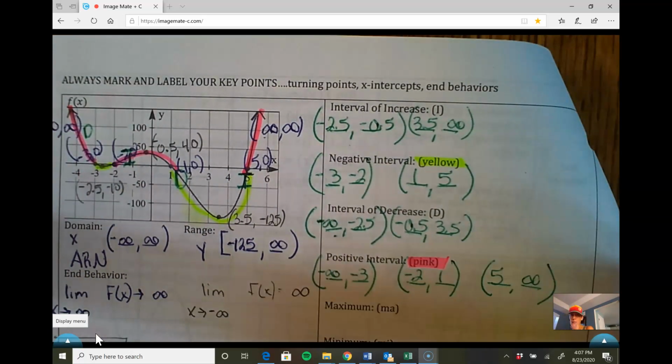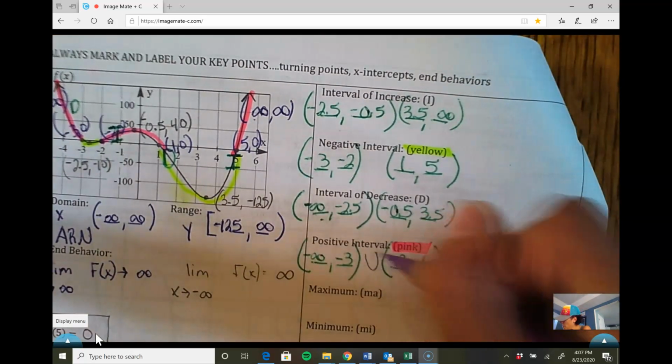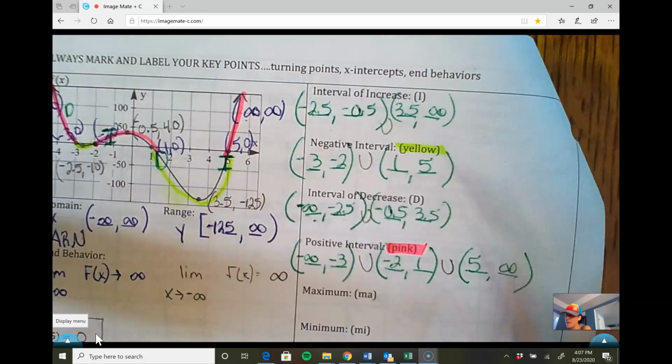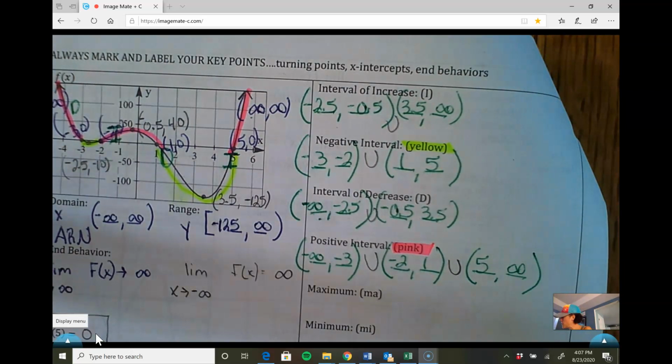And if you want, we can put a union between these. It means there's more than one. Oops, I didn't leave a lot of space, but don't feel much pressure there.